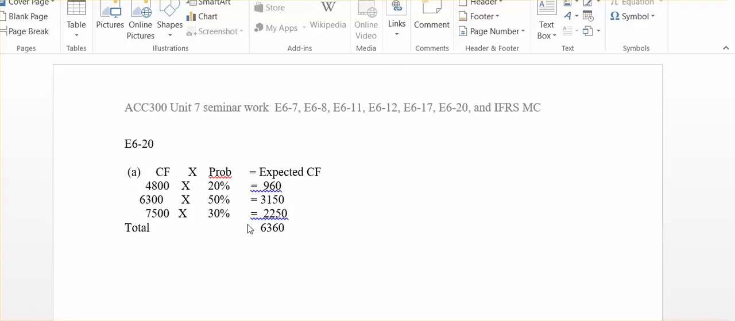So the expected cash flows, the value with the probability of these cash flows is $6,360. And you would do the same thing for B and C. So this is really, exercise 6-20 is really easy. We'll look at the IFRS questions next, and they'll have a problem in there where they utilize this in part of a word problem, and it kind of makes more sense why they do it.